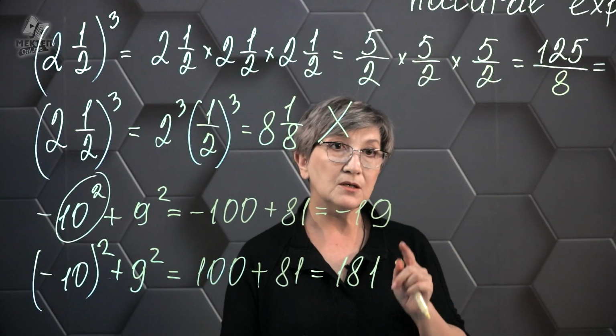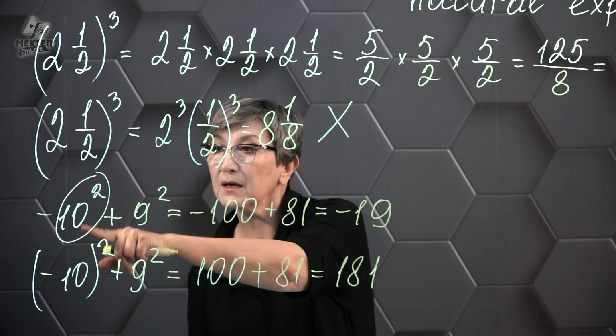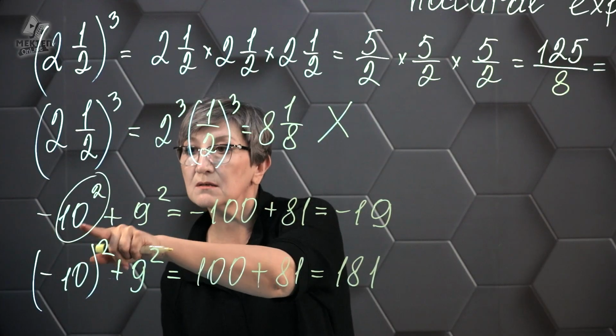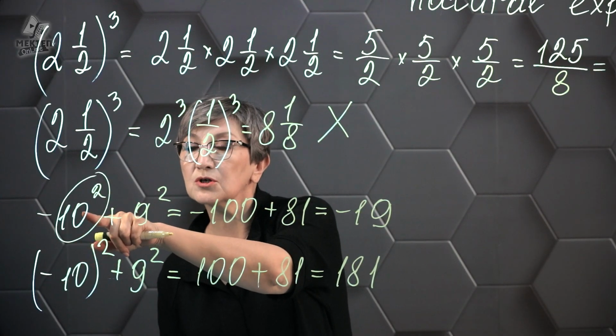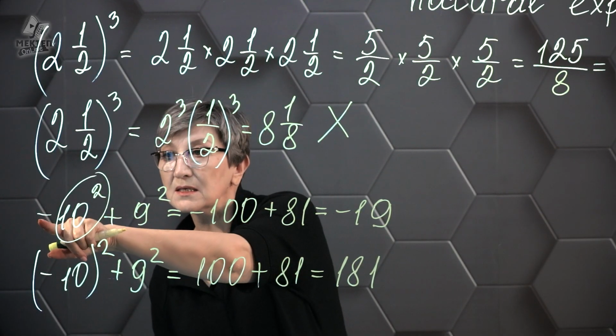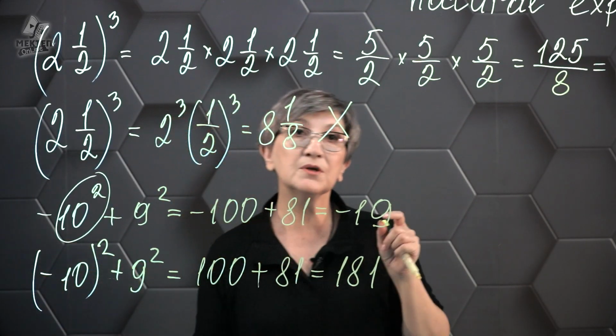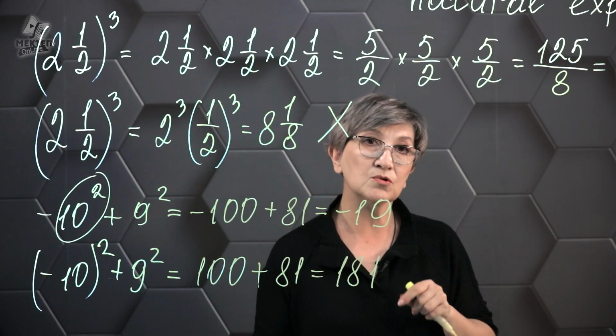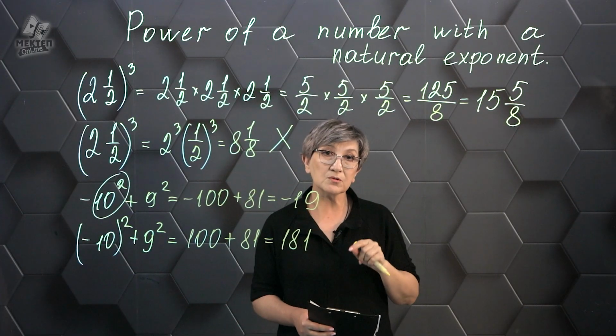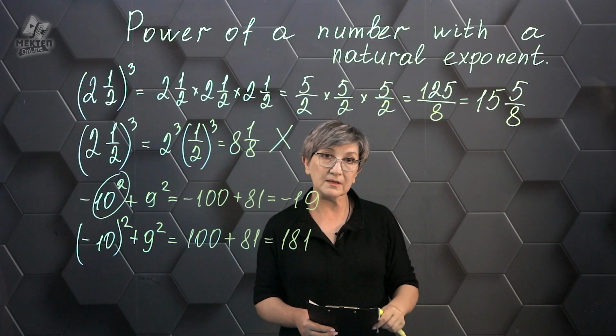181. One more time. In the first example, only the number 10 has to be multiplied by the number 10, and then write down the minus sign. And in the second example, I need to multiply -10 by -10. And in this case, you will get the correct answer.